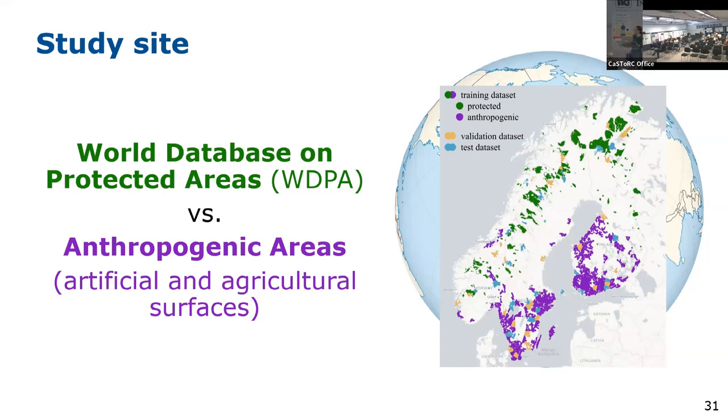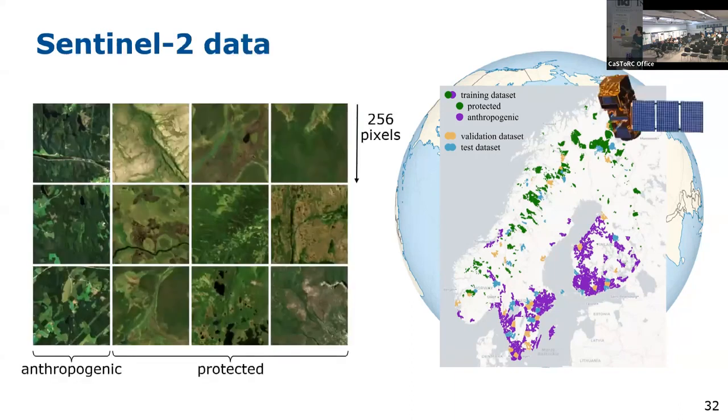So we went for the World Database on Protected Areas in Fennoscandia, and I guess we all agree, yes, this contains wild areas, so no human influence in such things. And on the other side, there are anthropogenic areas like artificial and agricultural surfaces. We built a training data set, which can also be downloaded if you're interested. And we use Sentinel-2 multispectral satellite images for this.